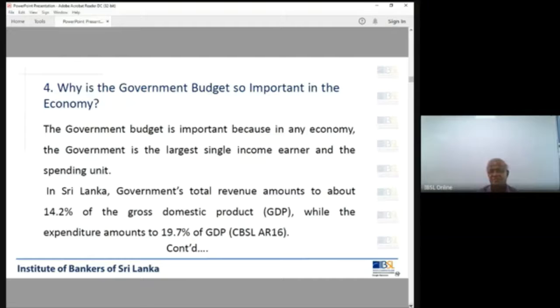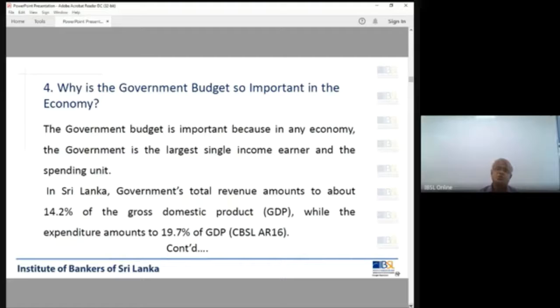If you take government budget expenses, it is trillions of rupees, 2 trillion, 3 trillion. No private sector institution has that budget. Take MAS, Brandix, big companies, nothing. The government is the largest single income earner and spending unit. So therefore, it has a huge impact on the economy. Government behavior and the budget have a huge impact on the economy. Therefore, we should study it carefully. You have to have a separate speech, a separate document, a separate plan for the budget.